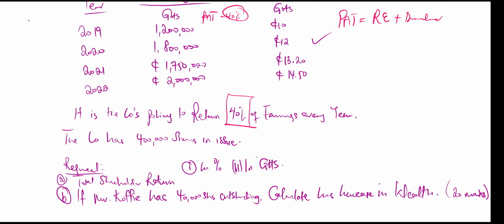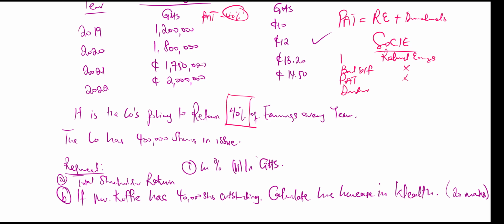Do you get it? That is why, if you are doing changes in equity, once you take profit after tax, you less dividends to get retained earnings. That is the mindset. That is why if you do this, you say retained earnings, right? You've seen this before. Then you say balance brought forward, then you add profit after tax, then you less dividends.